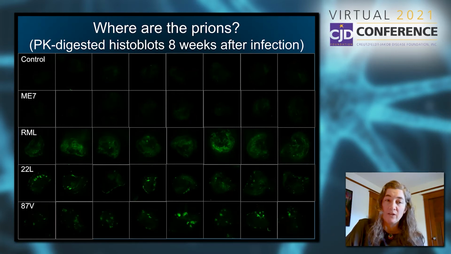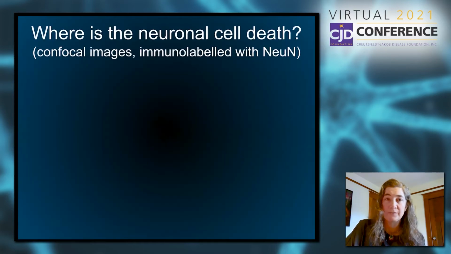But as you go down in RML, 22L, and 87V, I hope you can appreciate that the pattern we're seeing is very different and seems to relate to which strain is involved. This had previously been looked at in cerebellum, but this is the first time we've documented this difference in these coronal slices. The other question is, where is cell death occurring in these slices? Is that also different depending on strain?